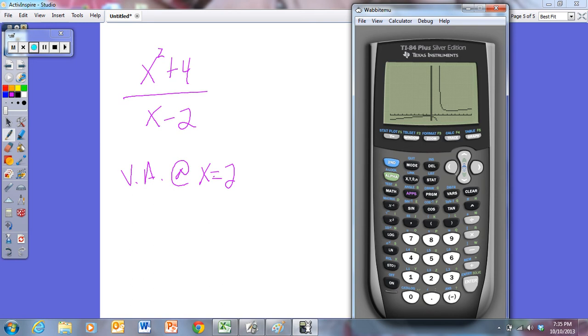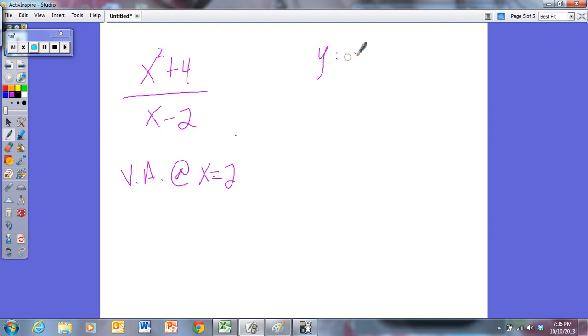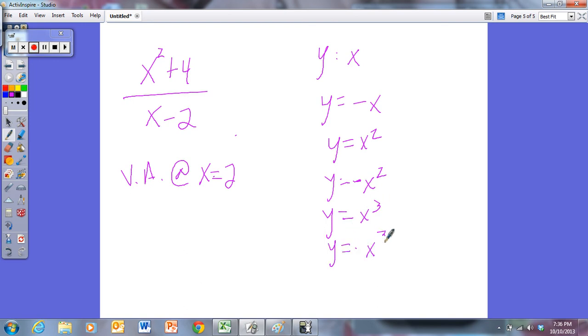Now I also want to talk about this idea of end behavior. In order for us to do that, you need to know what the graphs of y equals x, y equals negative x, y equals x squared, y equals negative x squared, y equals x cubed, y equals negative x cubed, and then all the odd and evens from here are pretty similar: y equals x to the 4th and y equals negative x to the 4th.